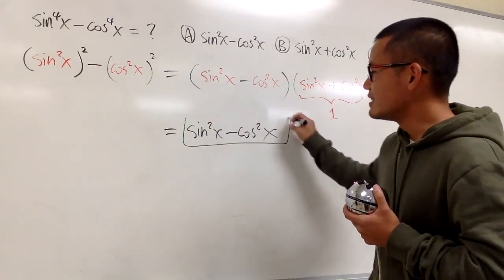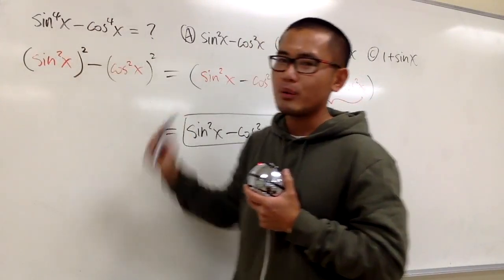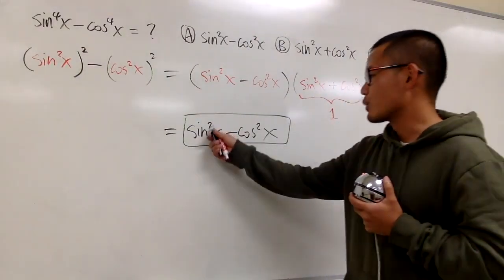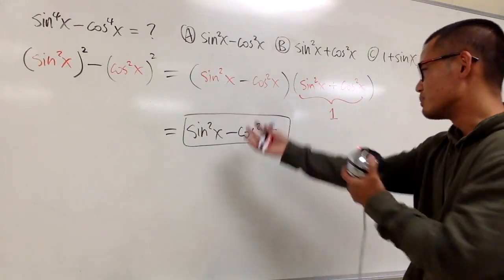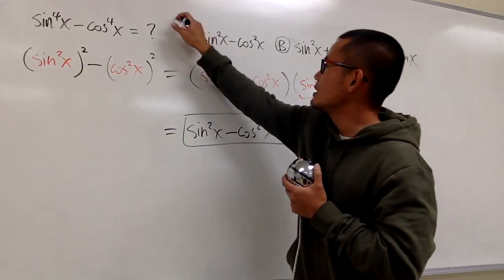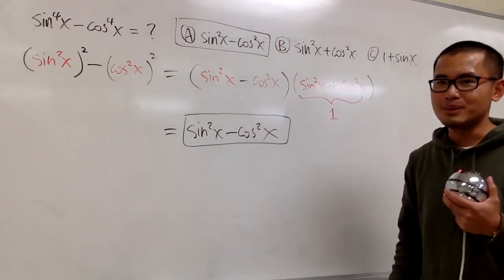And you see the crazy thing is, yes, earlier we start with the fourth power minus the fourth power. And in fact, in this situation, it's the same as the square minus the square, right? It's just because this works out like that. And the answer will be choice A, sine square x minus cosine square x, and that's what we have at the moment. That's it.